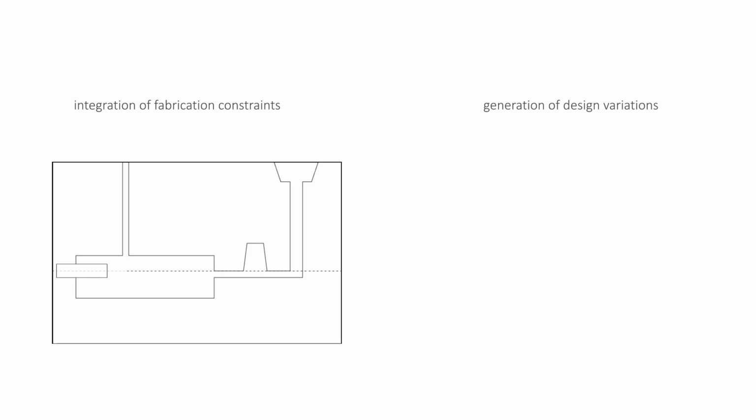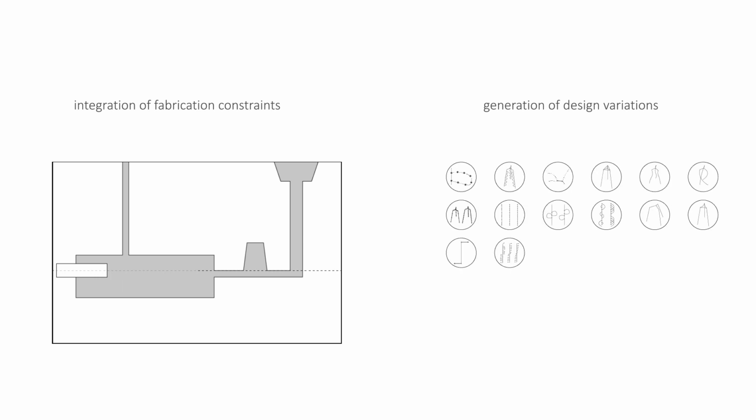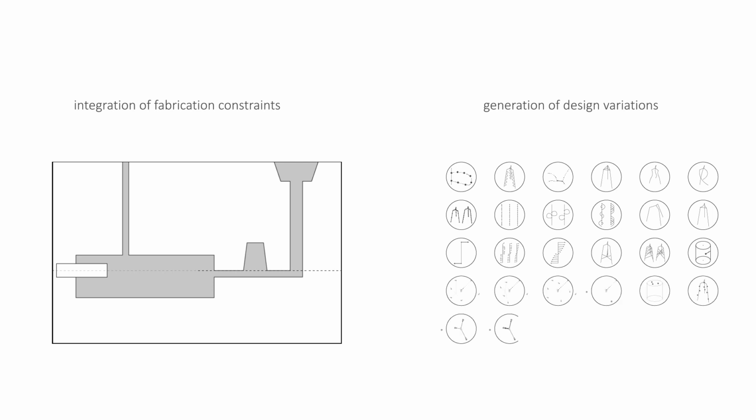The second step takes care of the integration of fabrication constraints and the generation of design variations. In the typical sand mold design for metal casting, liquid metal is poured from a sprue and it travels through a gate and fills the mold cavity. The air in the mold exits from a vent, and when liquid metal reaches the top of the vent, the casting is done. In our case, a stool is cast upside down and the legs of the stool are used as sprues and vent. By changing different parameters, it generates thousands of design alternatives.